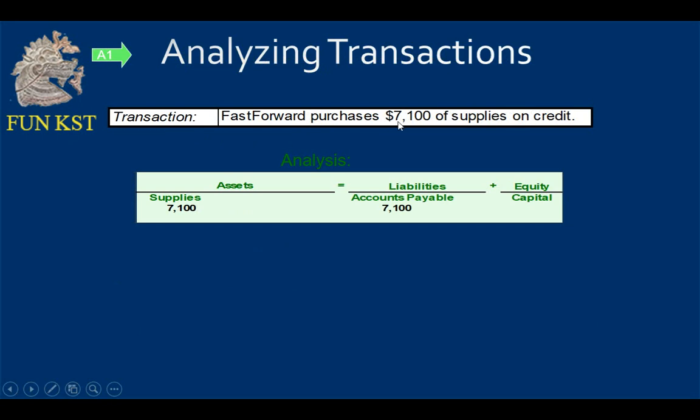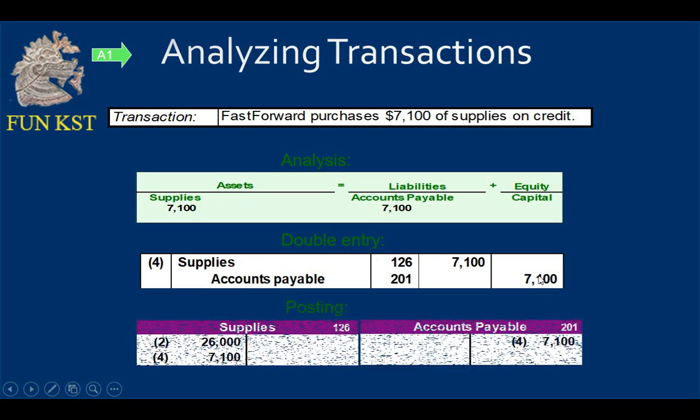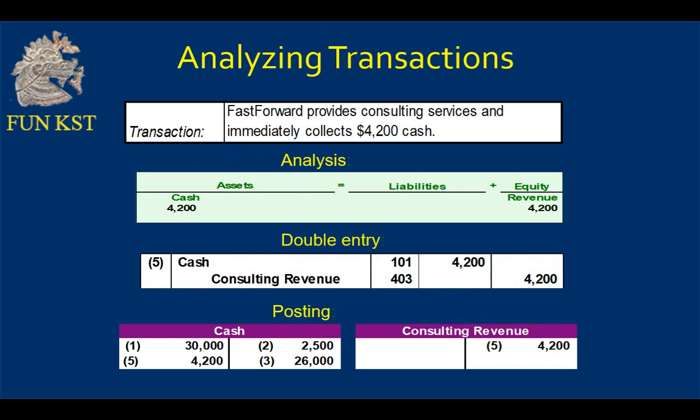Okay, and Fast Forward purchases 7,100 of supplies on credit. So we purchase on credit. So we have supplies 7,100, but we have another account, accounts payable, an increase in liability of 7,100. So we debit supplies 7,100 and credit accounts payable 7,100. Now, Fast Forward provides a consulting service and immediately collects 4,200 cash. Here we have cash from consulting revenue of 4,200 and increased revenue of 4,200 also. So we debit cash 4,200 and credit consulting revenue 4,200. And these numbers, 101 and 403, represent the account numbers.